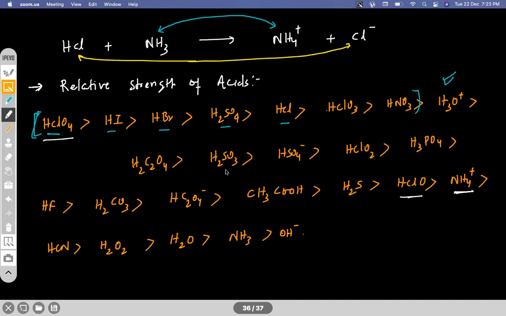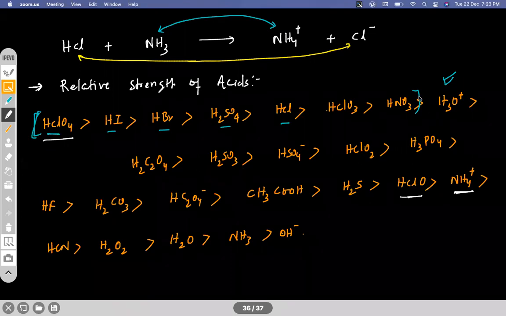That from HClO4 to HClO, all these acids, if you dissolve in ammonia, finally, all these acids will give NH4+. And we say the strength of these acids becomes equal to the strength of NH4+. Right? That is the leveling effect of ammonia. I have just given this bracket over here, not required.